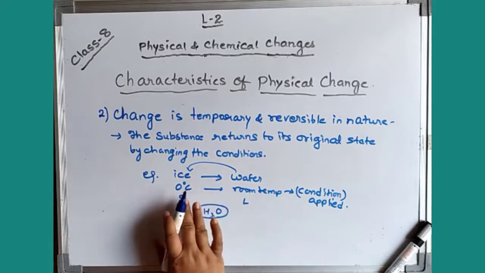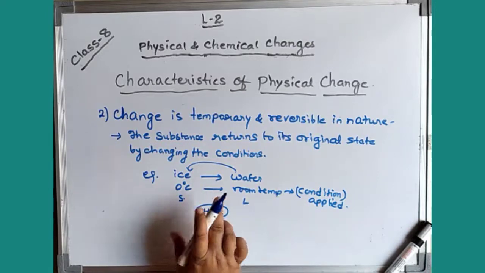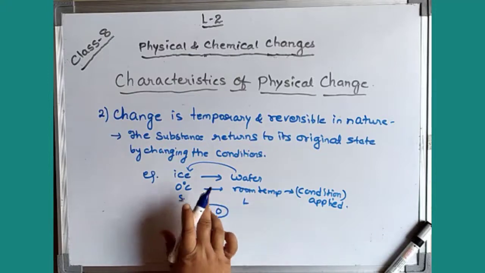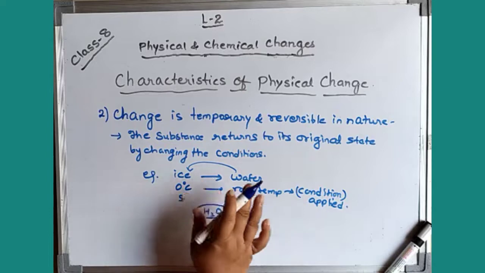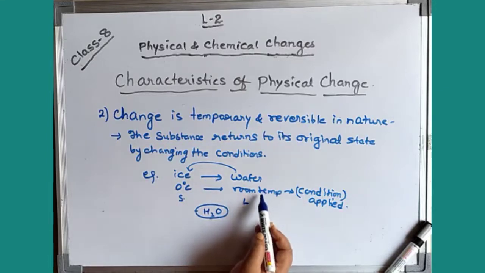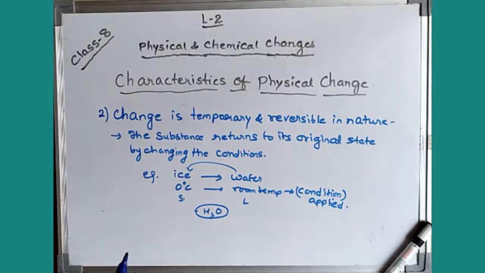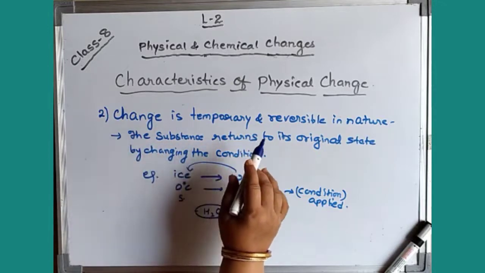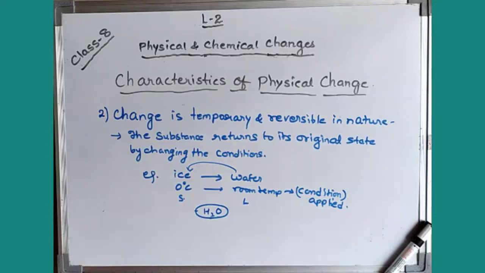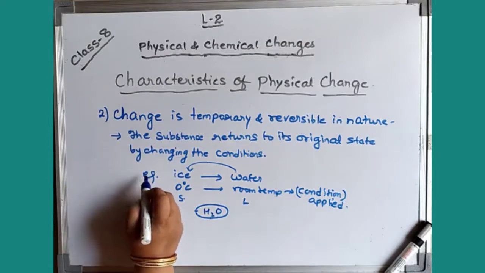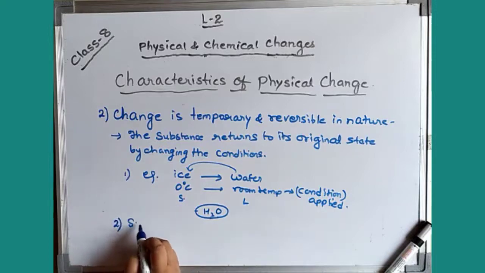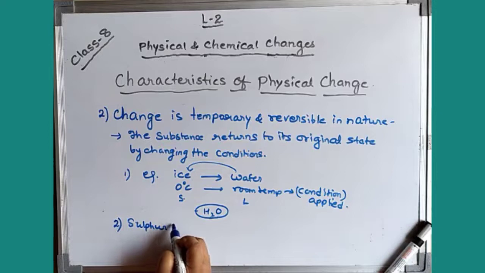When we decrease the temperature from room temperature to 0 degree, it changes from water to ice, and the reverse takes place when we change from 0 degree to room temperature. It again comes back to its original state, that is water. So we can easily say that the change is temporary and reversible in nature. Similarly, we can take another example also, like powder sulfur. This is the second example. Sulfur is a yellow color powder.